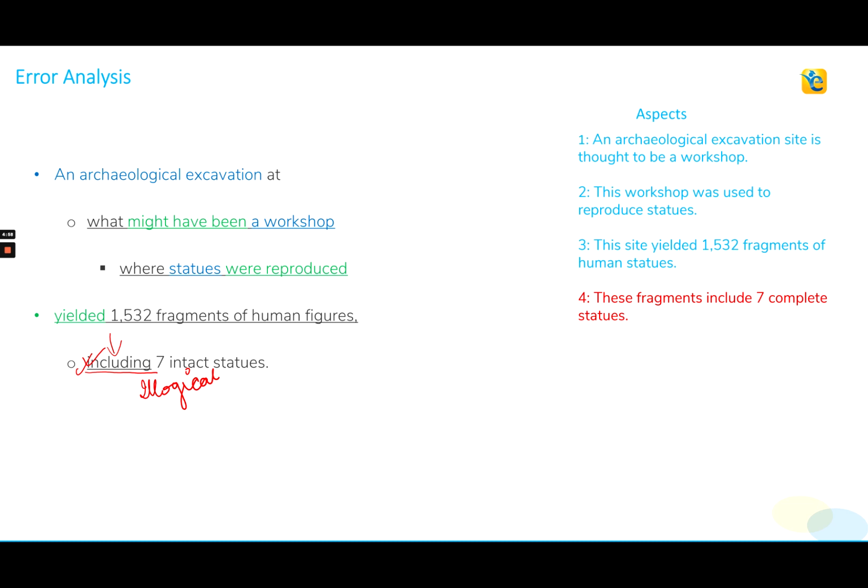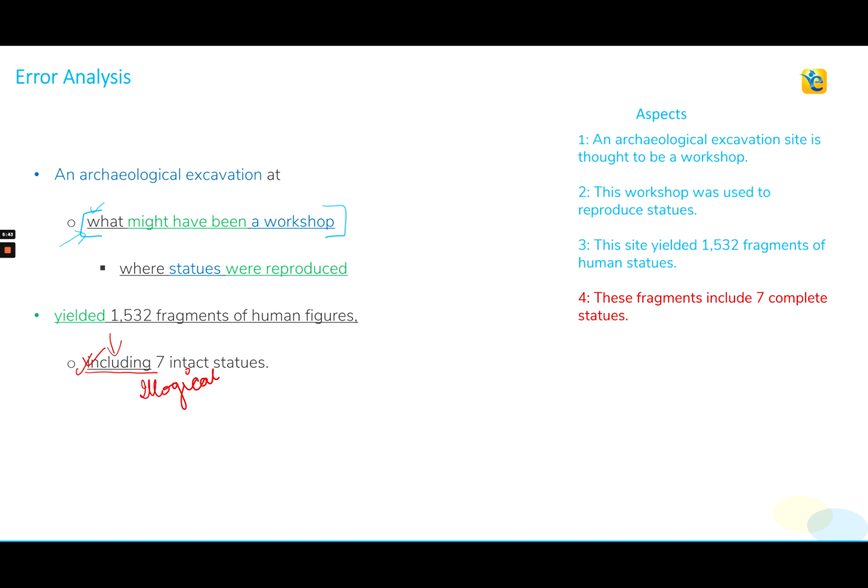Now, some of you may ask, hey, what about this structure over here, might have been a workshop. Don't you think it is wordy? We've generally seen this structure in incorrect answer choices. Well, yes, we've seen this structure in incorrect answer choices because in those answer choices, this structure has been used incorrectly. But that is not the case with this sentence. This expression is absolutely correct to present the logical meaning that this site is thought to be a workshop. That there is a possibility that this particular site was a workshop.